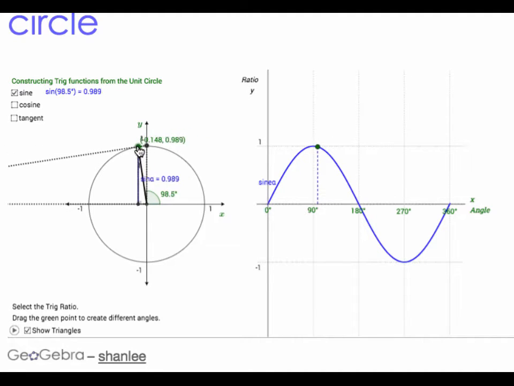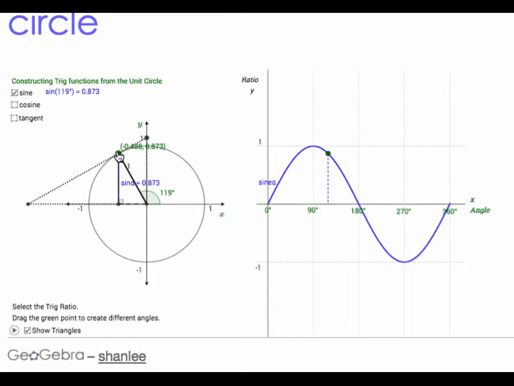As I rotate around, notice that my values change, but what do you notice about the opposite? Well, the opposite is actually the y value, right? And think about that. If the opposite is the y value of the coordinate point, and it's over the hypotenuse, which is the radius, which is 1, what's 0.708 divided by 1? 0.708. So as I rotate around through this function, notice that my sine value changes.